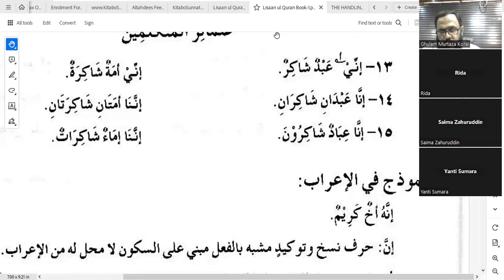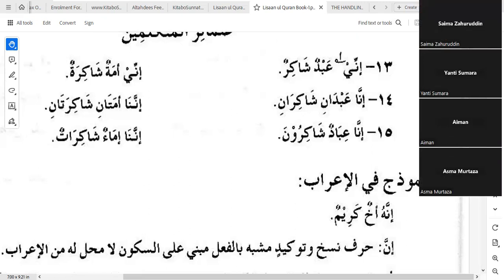Yes, whose turn is it now? Sentence number 14. Asma, are you ready to go for sentence number 14? Yes. Inna abdani shakirani. Inna has takid, and it is used here for musanna and mutakallim. Abdani shakirani is murakkabun wasifi.